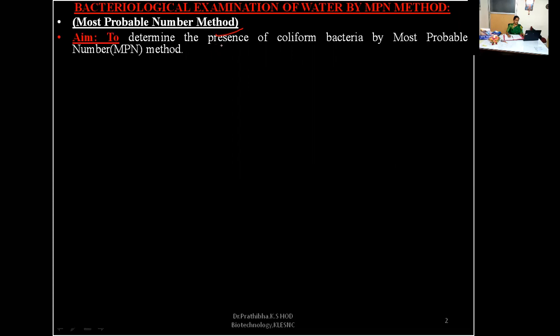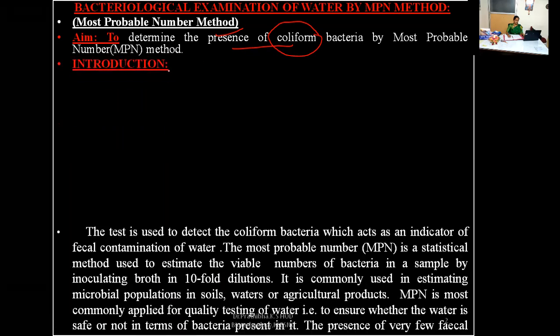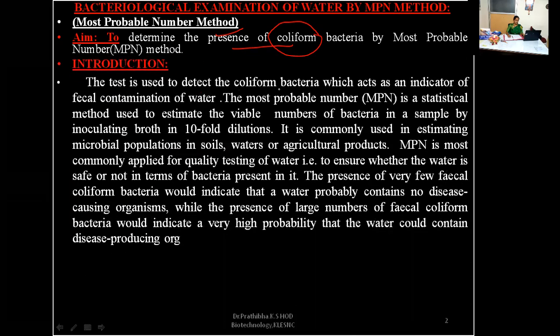What's the aim of the experiment? To determine the presence of coliform bacteria by most probable number method. It means this coliform bacteria is going to work like an indicator of pathogens. These coliform bacteria are commonly found in human excreta or fecal matter. The test is used to detect the coliform bacteria, which act as an indicator of fecal contamination of water.